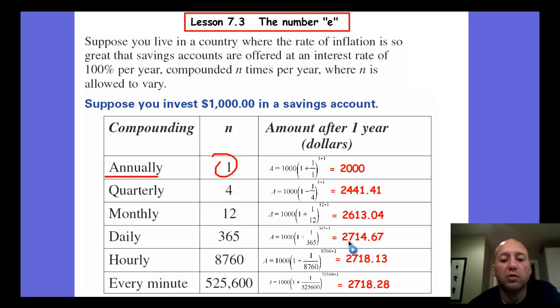Now, notice how this value doesn't keep increasing so much. Sooner or later, we're going to reach kind of the same value. We're not going to have an increase in the amount. That is because this quantity is going to be approaching the same number. The only thing that's changing in these problems is our n value, the number of times compounded. If we let n become larger and larger, infinitely large, we are actually creating e.